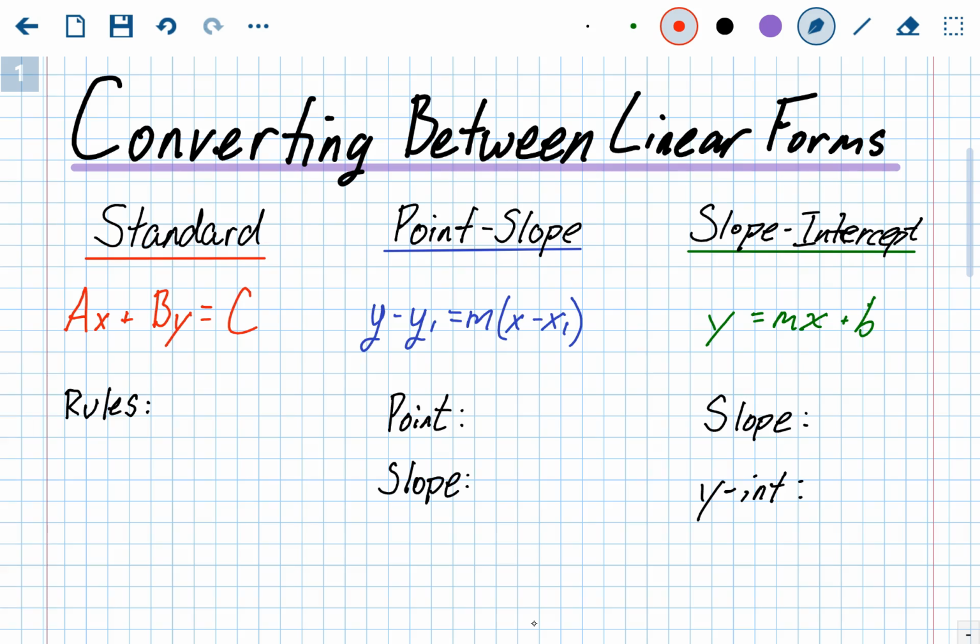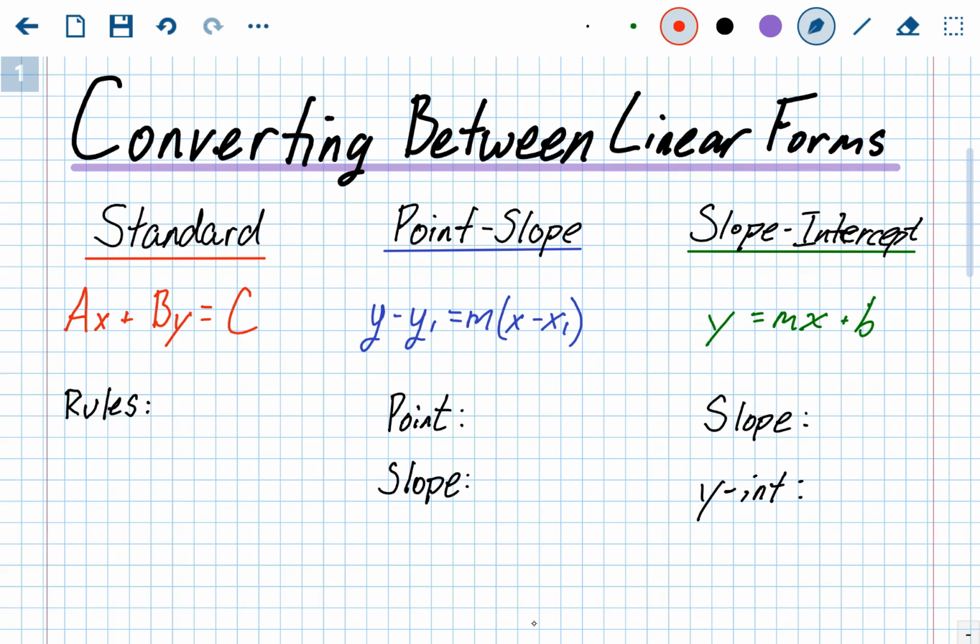Okay, so now as we wrap up the three forms of linear equations, we're going to go back and learn how to convert between the three forms. And we've already done this a couple times in a couple different ways, but now we're going to formalize it all right here. Remember, we have three forms of linear equations.